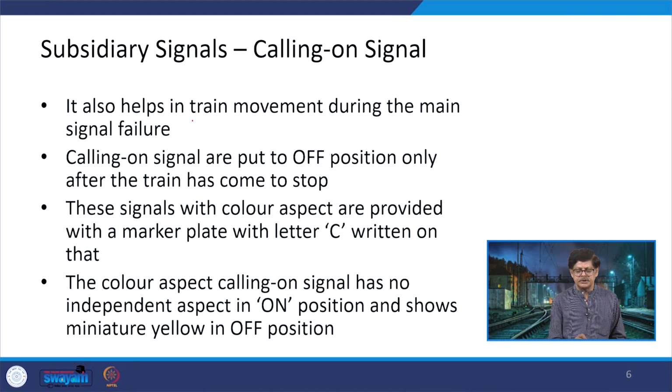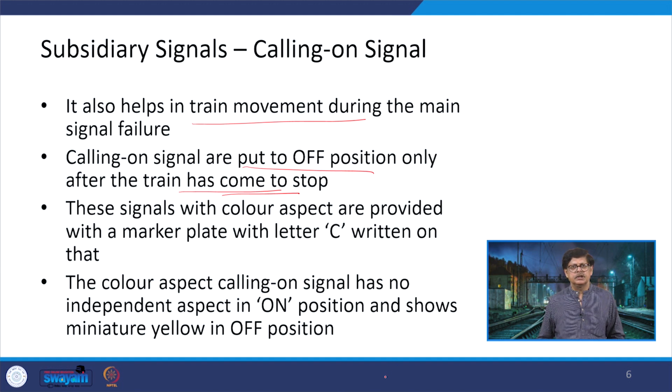It also helps in the movement of the train during the main signal failure, and the calling on signals are put to off position only after the train has come to a stop. So, first of all the train has to stop, then it says it is an off position, which means now you can proceed. So, before proceeding it has to stop there mandatorily.